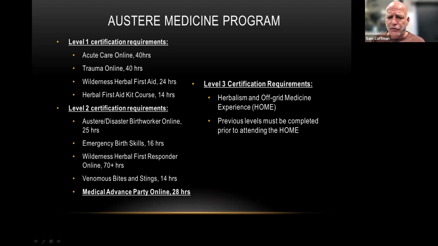This says previous levels must be completed prior to attending the HOME. There are prerequisites for the HOME that are mostly included here, and Suchel can get to this too, but I think there may be a little bit more here than is necessary. So there are 2 separate things. I'm sorry if that's confusing, but basically we have the Austere Medicine Program certification. That's one thing. And then we have the HOME course, which is part of the Austere Medicine Program, but it isn't necessary. You don't have to do all of the Austere Medicine Program pieces in order to do the HOME program.